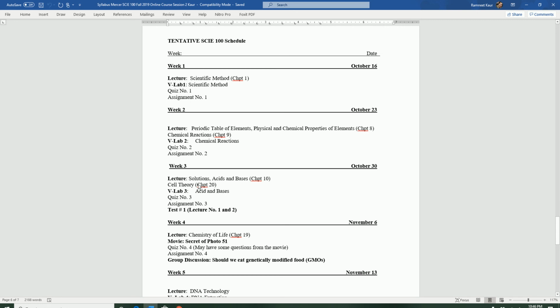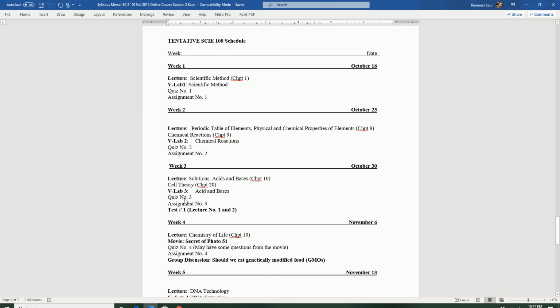As we are talking about acids and bases, the lab is on acids and bases. So there will be a virtual lab on acids and bases. You will be performing the lab, you will be submitting the assignment. Then you will be having quiz number 3. So quiz number 3 is from the topic which we learned in the lecture.